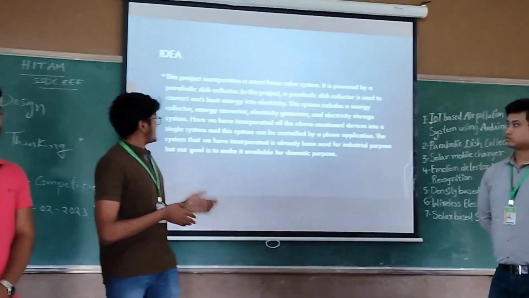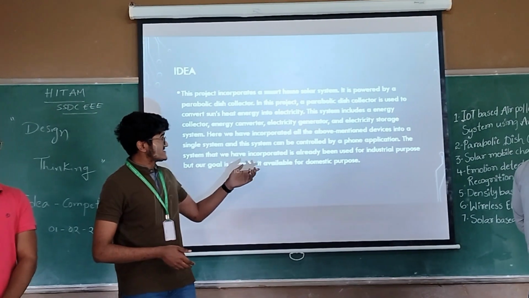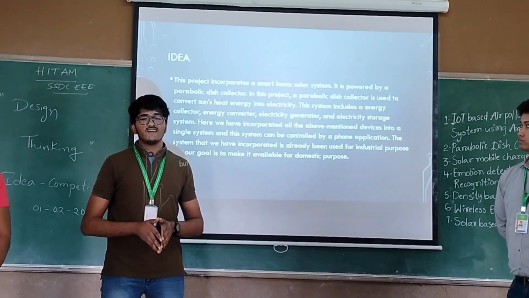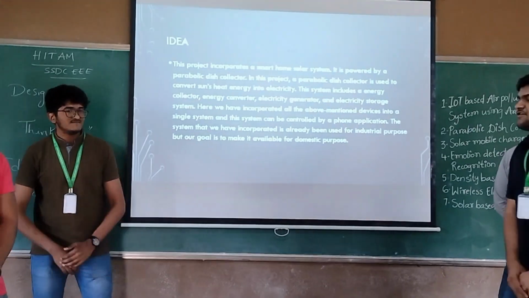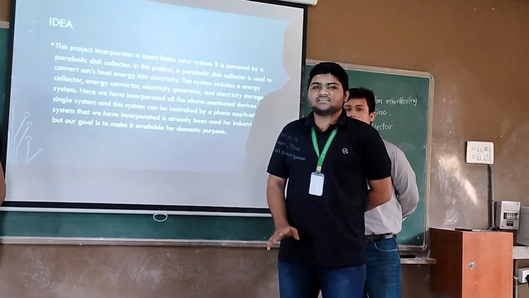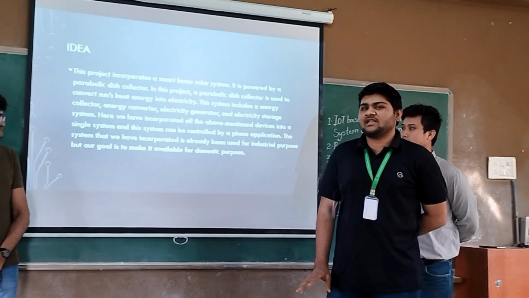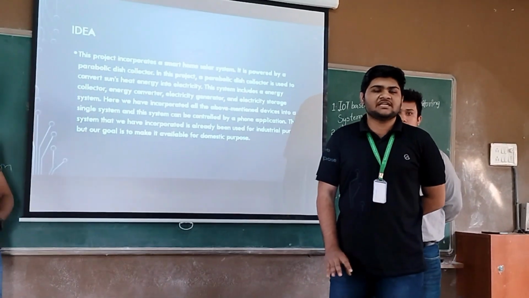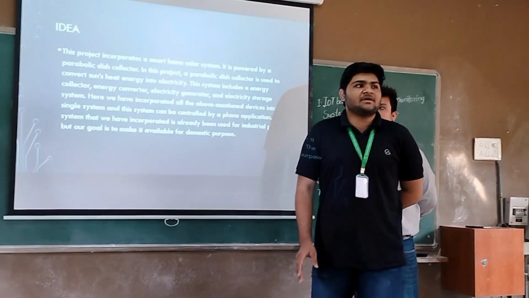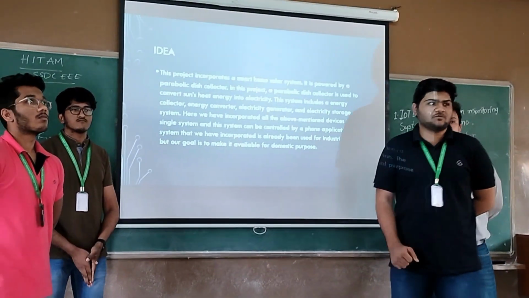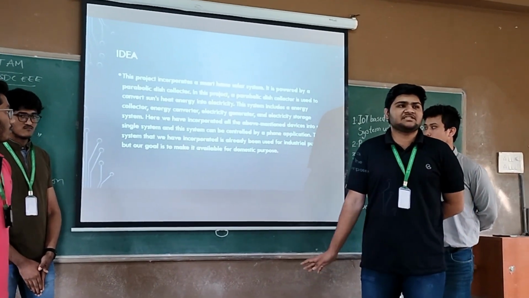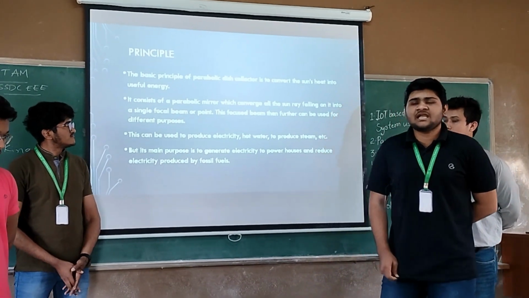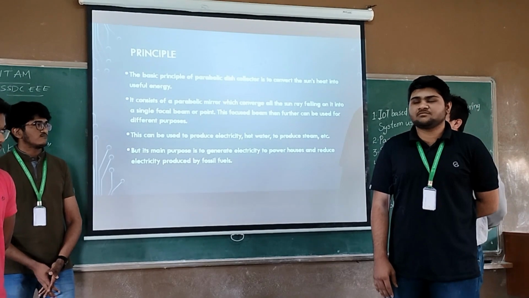This system includes an energy collector, an energy converter, an electricity generator and an electricity storage system. We have incorporated all these devices into a single system which can be controlled using a mobile application. We have incorporated an already existing idea which is being used on an industrial scale to a large extent, but our goal is to make it available for domestic purposes. The basic principle of the dish collector is to convert the sun's energy into useful electricity, and the components which will be used in this are explained.